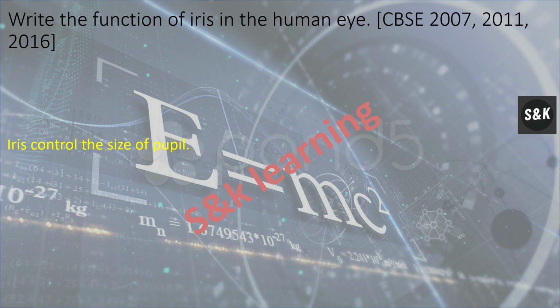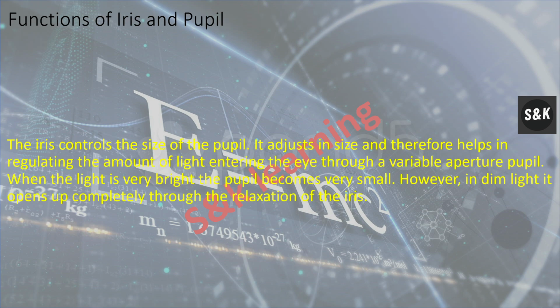Write the function of iris in the human eye. Iris controls the size of pupil. It adjusts in size and therefore helps in regulating the amount of light entering the eye through a variable aperture. Pupil becomes very small when the light is very bright. However, in dim light, it opens up completely through the relaxation of the iris.